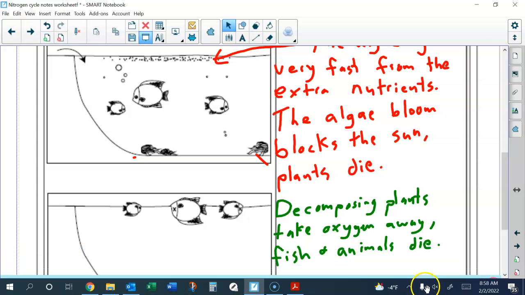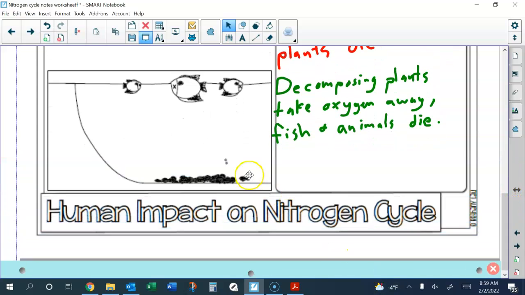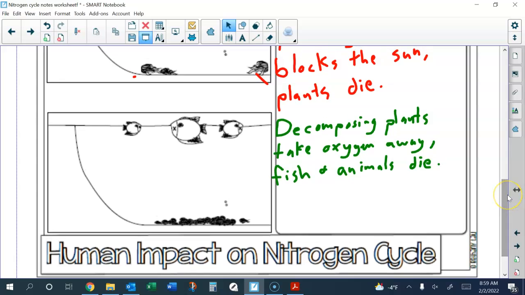So that's our bottom picture. And as these plants decompose, the bacteria that are breaking the plants down actually use up more oxygen. So the lake ends up with no oxygen, and the fish and any other animals in the lake die. So that's our dead fish. So we are left with a lake that's green and slimy, dead fish floating in there, and a slimy layer of dead plants at the bottom. So not a fun place to hang out, play, boat, and that kind of thing.